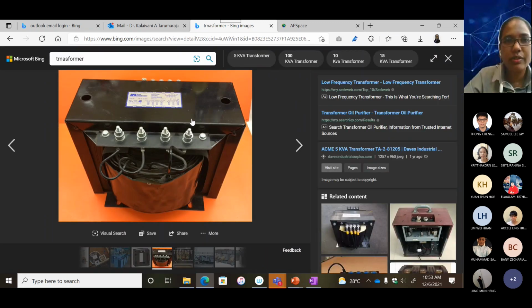Okay, actually this is the one we call a transformer. You may have a look. This is like a casing. Inside the casing they have a square type, and each of the squares has coils.